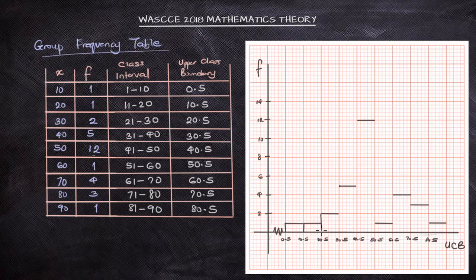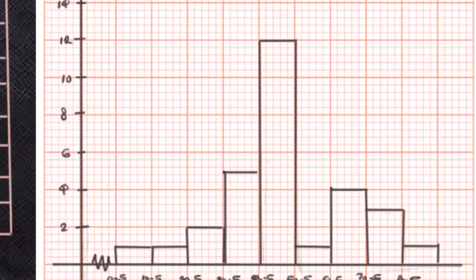So now you're going to draw the whole of this and join them appropriately. The last value is 90.5. So with this, I've constructed my histogram with no space in between, which is the characteristic of the histogram, and then plotting the upper class boundary with the frequency.